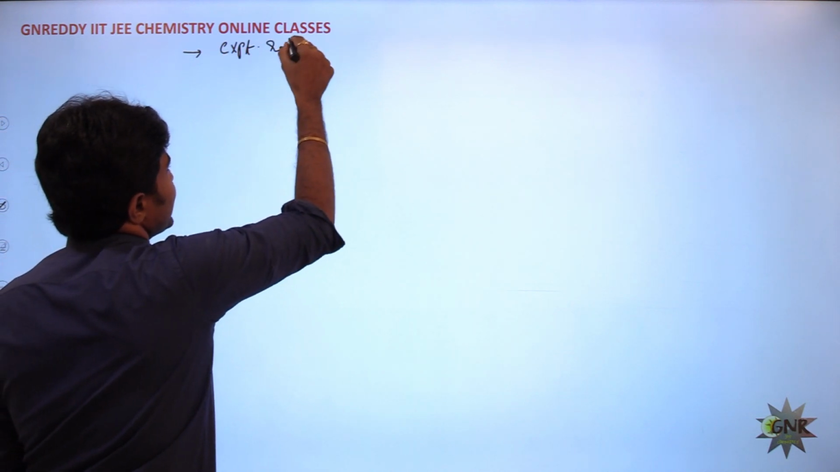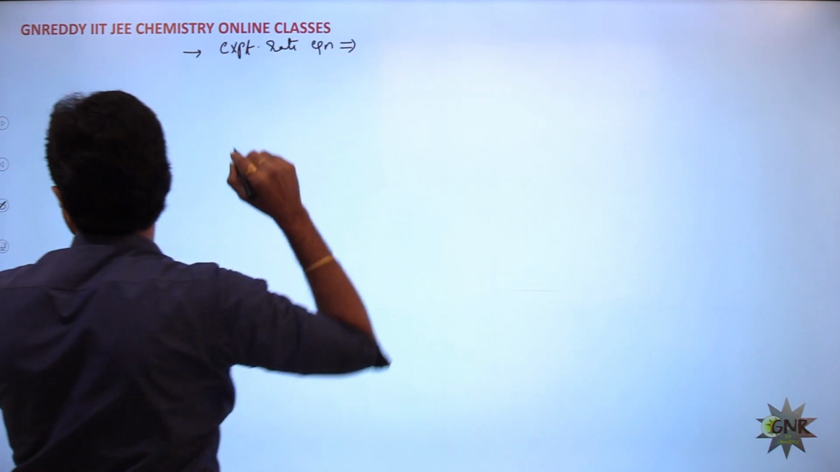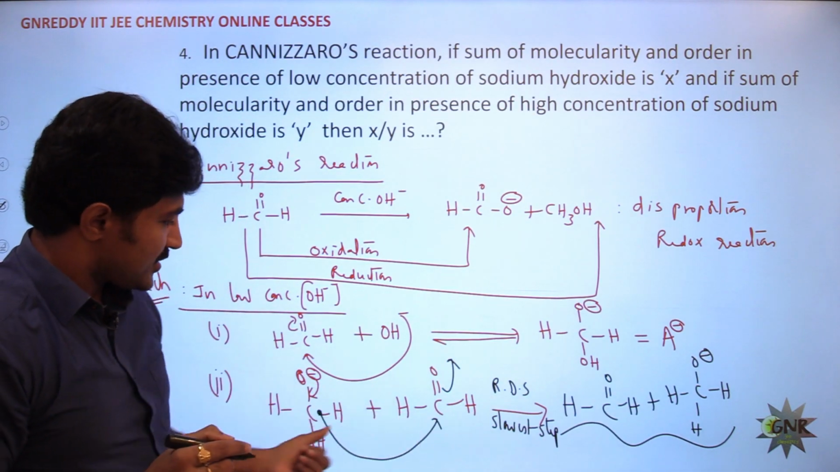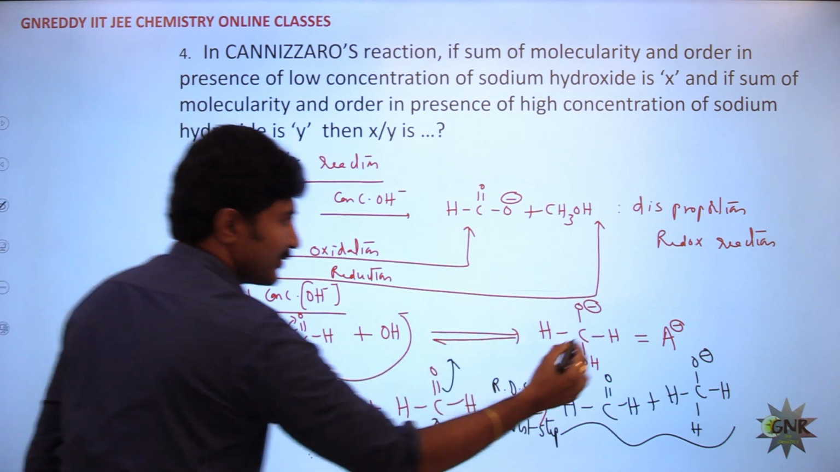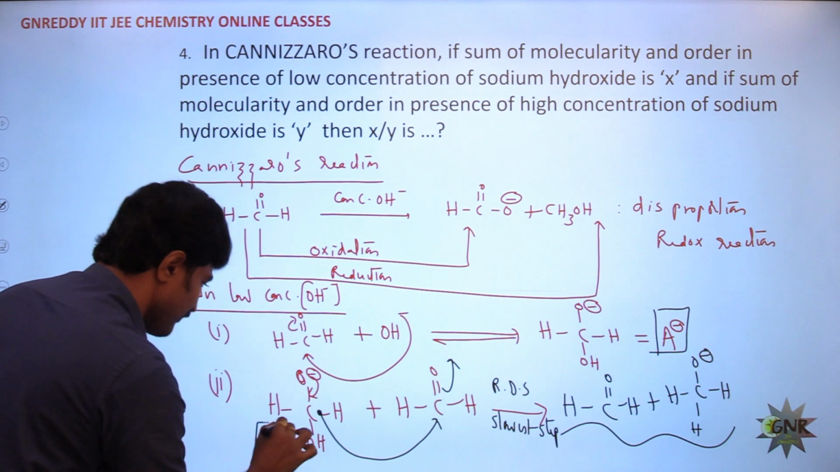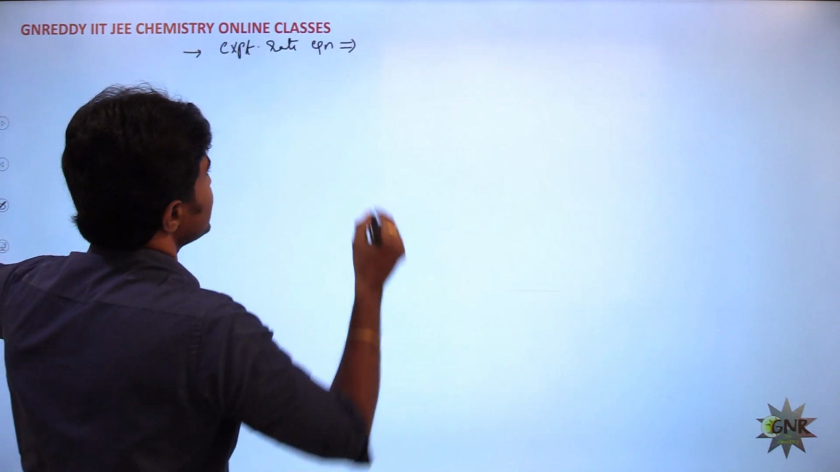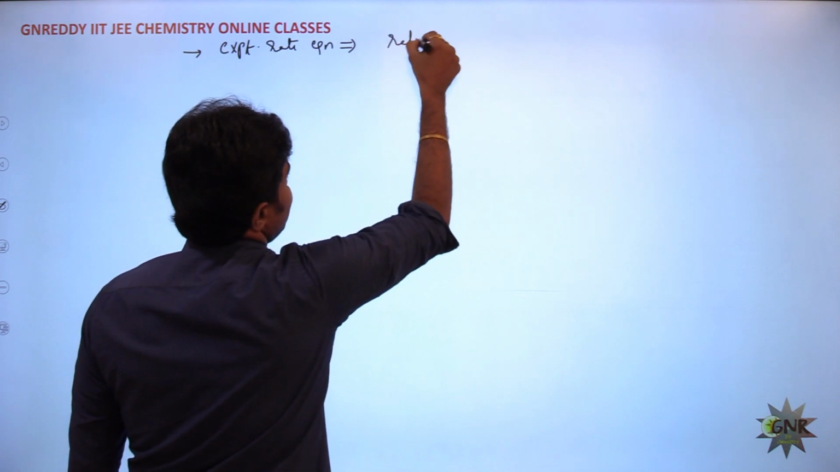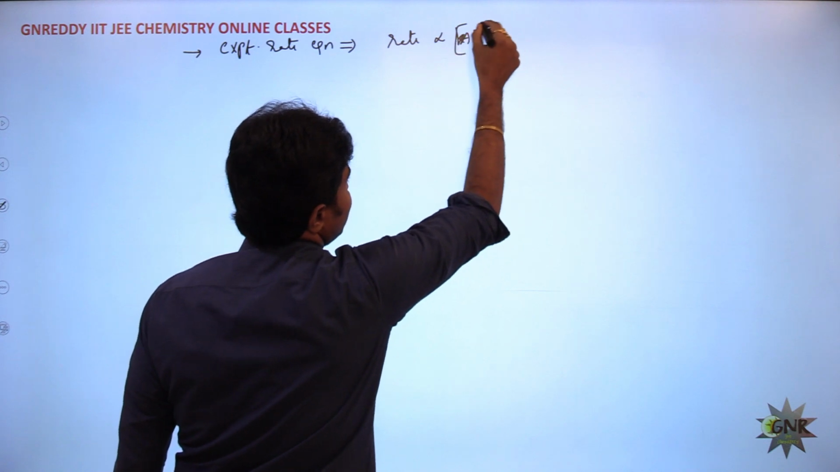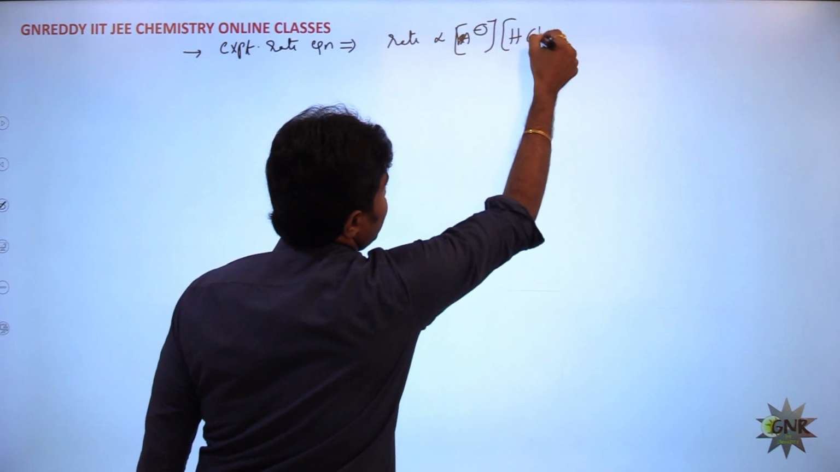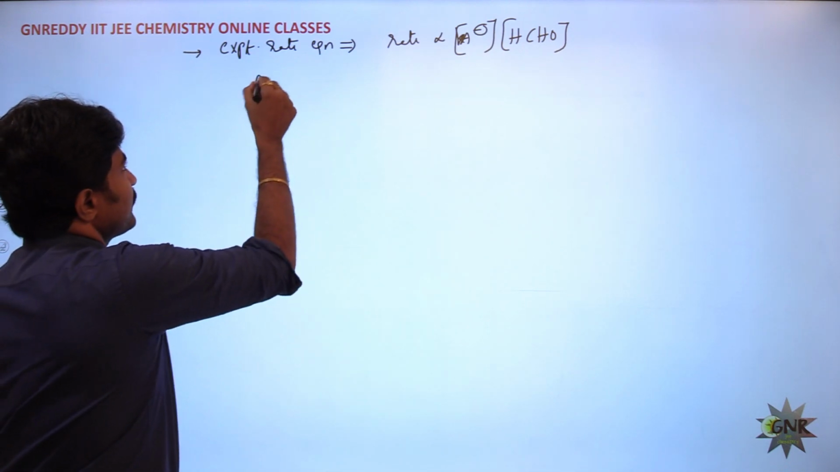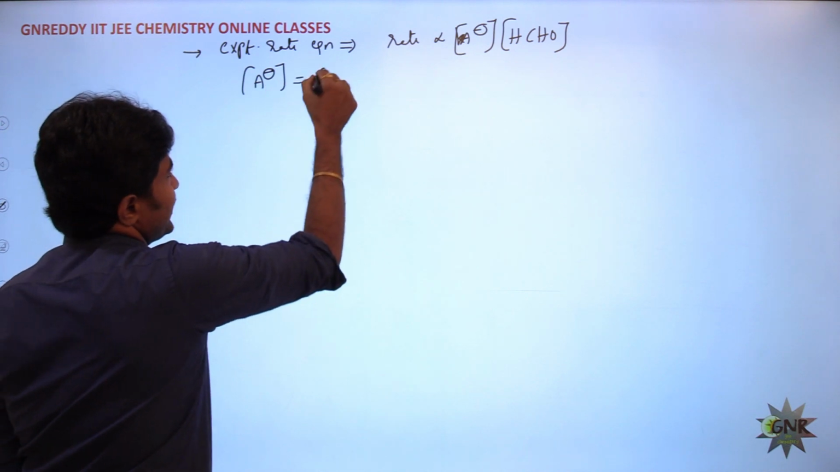What is the experimental rate equation? This is coming from this only. So here this is formaldehyde concentration into, so already I assumed this is A minus. Okay, this is A minus concentration. So therefore from this you can write it, the experimental rate is directly proportional to some constant, okay, that is the concentration of A minus and also formaldehyde. Okay, but where A minus is a reaction intermediate.